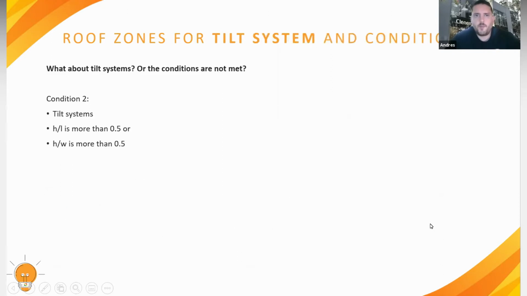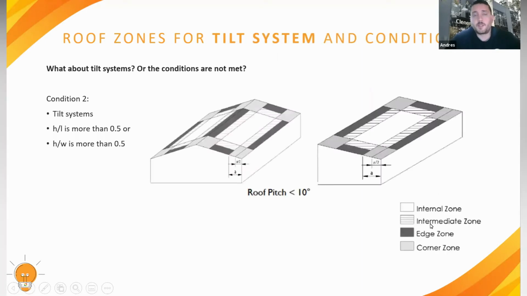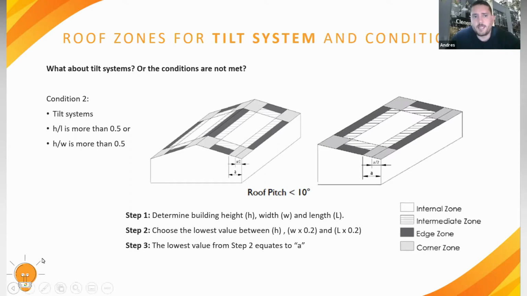All right, moving on. What about tilt systems? How do we proceed with tilt systems? Basically, with tilt systems, we have 4 different types of roof areas, which are internal zones, intermediate zones, edge zones, and corner zones. Now, how do we determine this? It basically applies the same conditions with the height and the length and the height and the width.